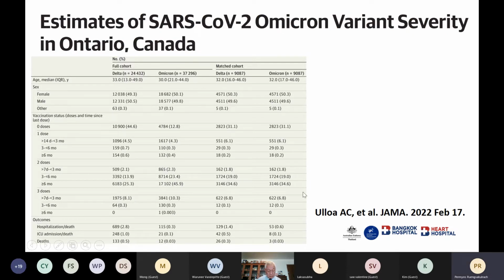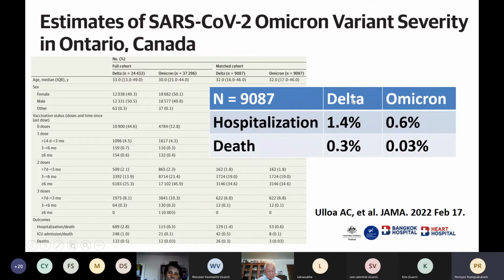This is, I think, much better data, from Ontario, Canada. They have a Delta cohort and an Omicron cohort, 24,000 and 37,000. They matched the groups. So the matched cohort is here. Both groups have the same age, sex distribution, and vaccine injection, so they can compare between two groups because they match.